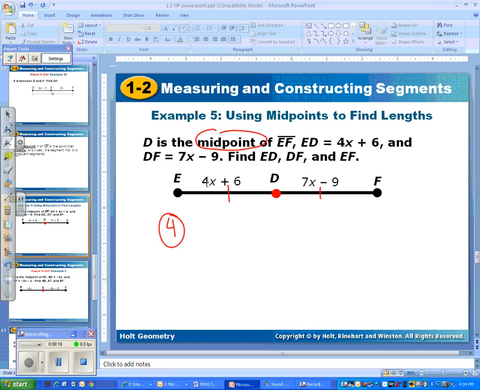That means that this part is going to be equal to this part. So all you have to do is set them equal to each other and solve. And this is just what you did in algebra. So you're going to solve for x.